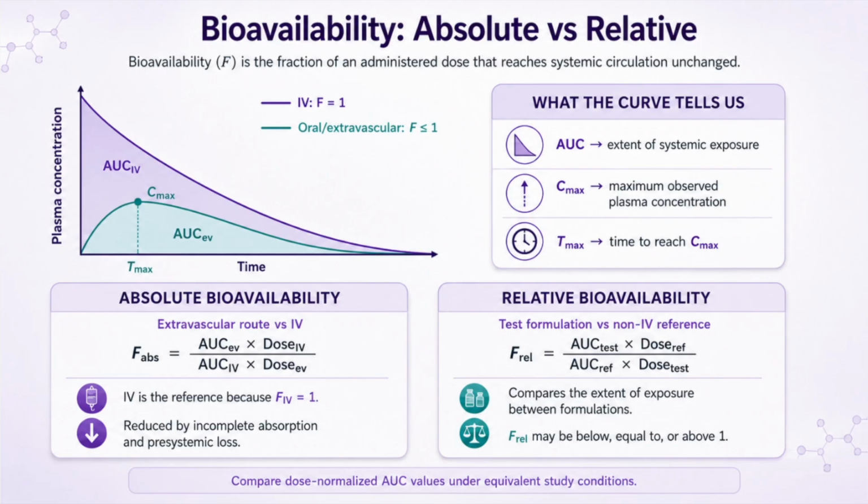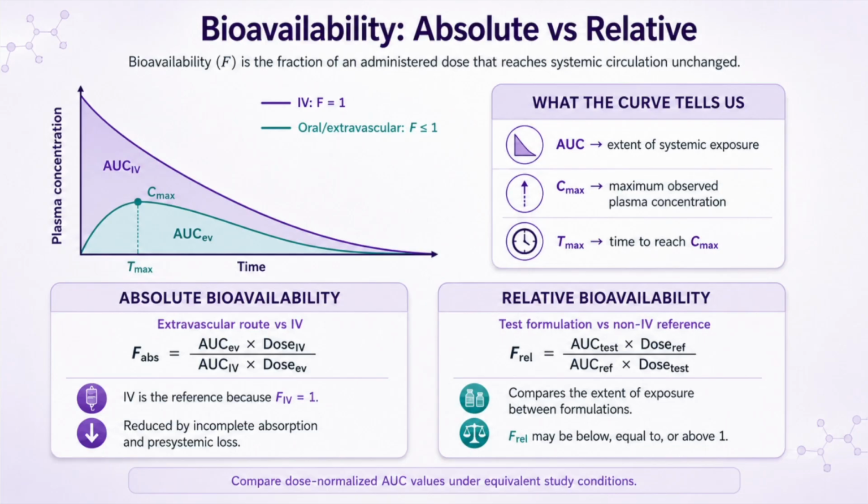Absolute F equals oral or extravascular AUC multiplied by the IV dose, divided by IV AUC multiplied by the extravascular dose. Absolute bioavailability may be reduced by incomplete absorption and pre-systemic loss, including metabolism in the intestinal wall and liver before the drug reaches systemic circulation.